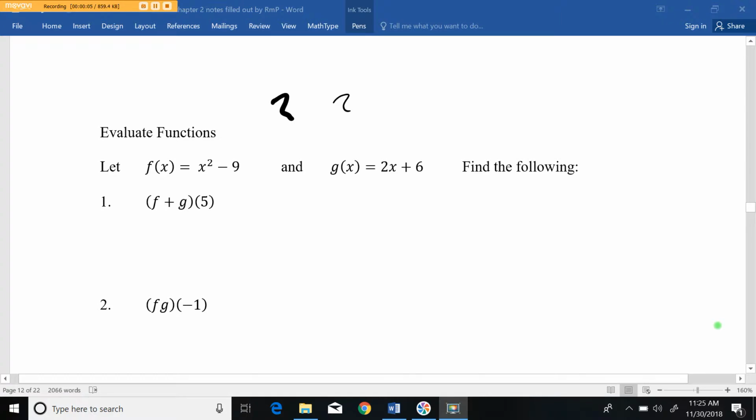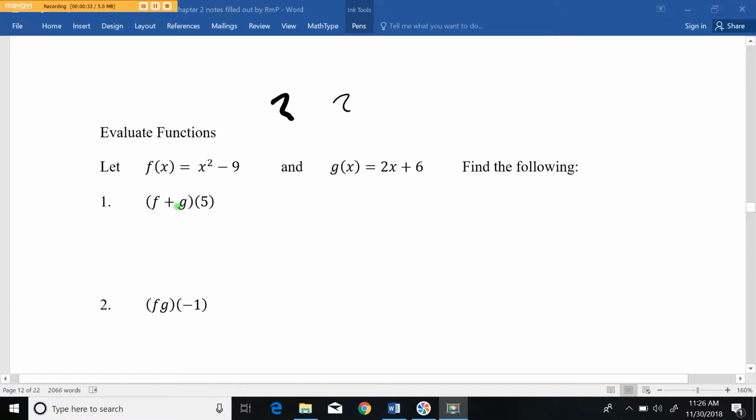Making this video to hopefully finish up our notes on functions. We've got a couple of functions here: f of x equals x squared minus 9, g of x equals 2x plus 6. And we're going to try to calculate (f plus g) of 5. You'll notice I said "of 5" and not "times 5," because even though this might look like a multiplication, in function notation it's not.